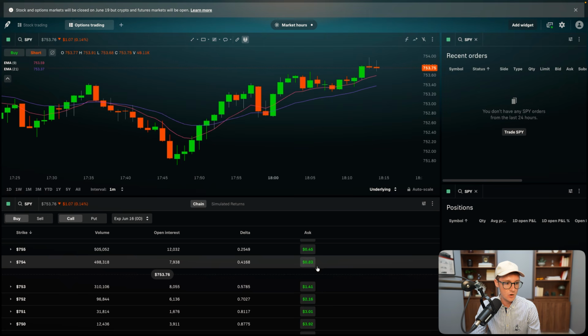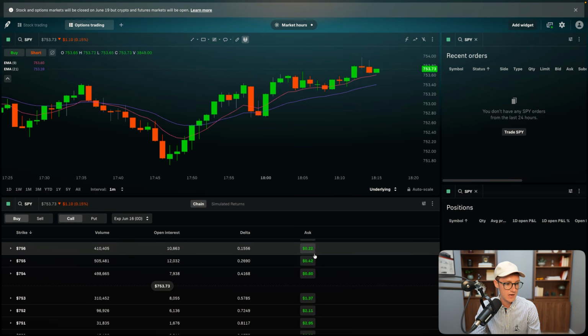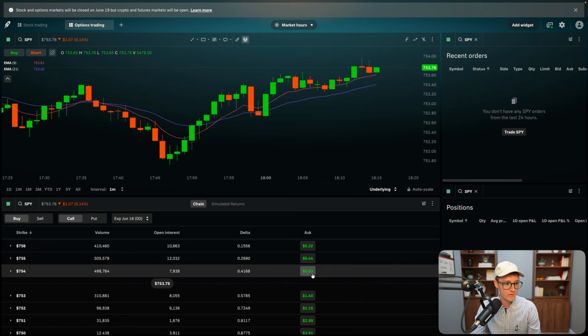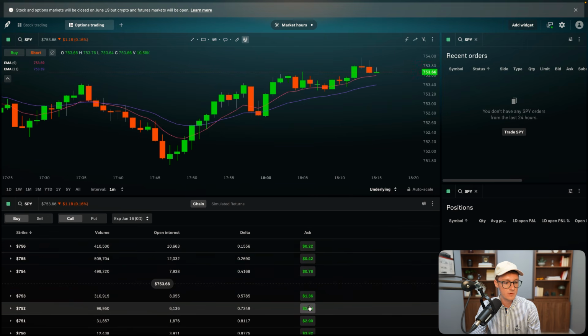You can see the market is open, so these contracts are shifting. If you want to buy one contract, it's going to cost you $80. If you want to buy one contract here, it's going to cost you $22. Obviously, the further out of the money, the contracts are going to be cheaper. The further in the money, the contracts are going to be more expensive.